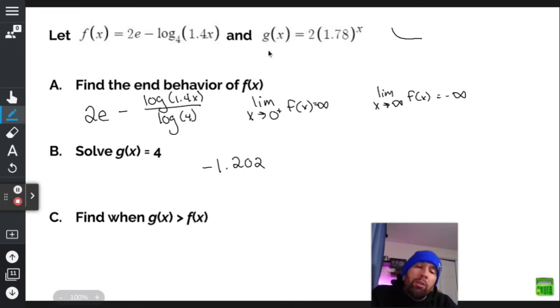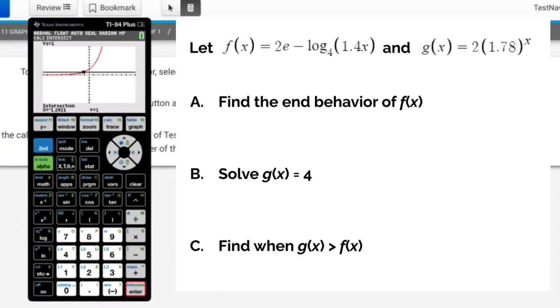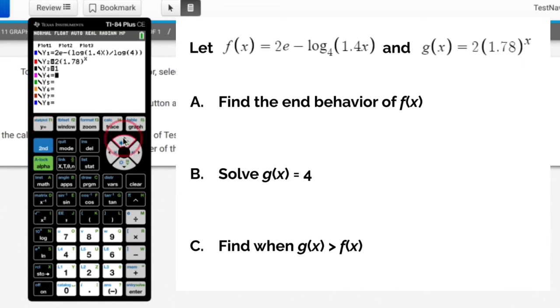Find when g of x is greater than f of x. Well, now I have both, so let's let our calculator show us how it's done. Now, part three is I have to find out when g of x is greater than f of x. So g of x was this red one. I don't need u anymore, so let's clear u and let's bring this back by hitting enter on the equal sign. So g of x needs, so red needs to be greater than blue, graph. Okay, so red appears to be greater than blue at this moment right here and forever on to infinity.